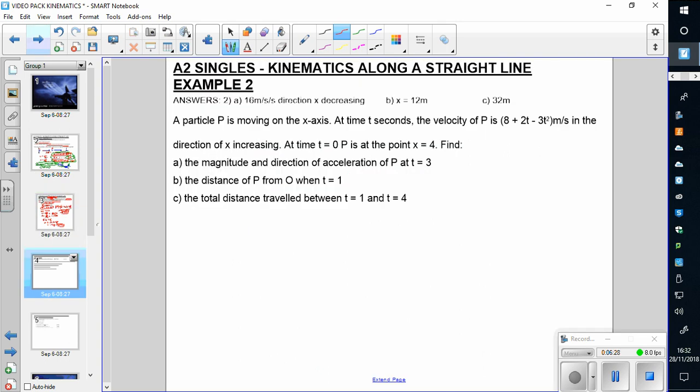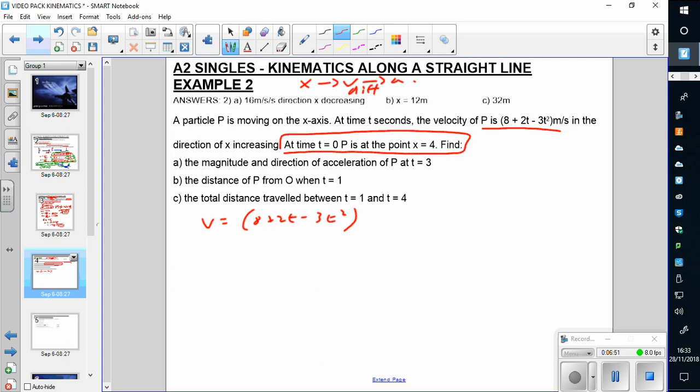Right, next. Okay, particle is moving along the x-axis, cool. At time t seconds, the velocity is this, so straight away, velocity is 8 plus 2t take 3t squared. I know I'm working with some function of t then, so I'll put my x to v to a and diff, that will help me remember. And it's giving me some initial conditions. Why is it doing that? Already that's hinting to me that I'm going to have some plus c somewhere and I need to find what that is.